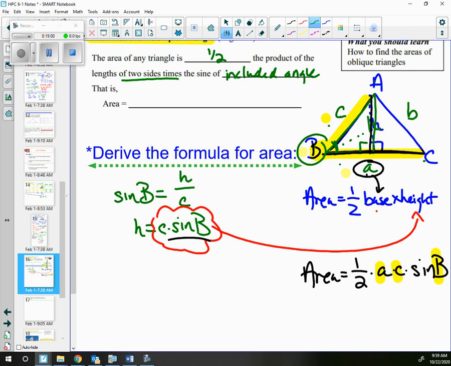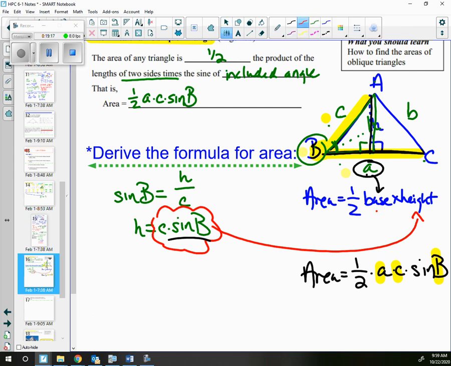So it's a really easy way to remember. It's 1/2 side times the sine of that angle that's included. So we have lots of ways that we can write that. The one we just did was 1/2 A times C times the sine of B. That's one version. That's using angle B.